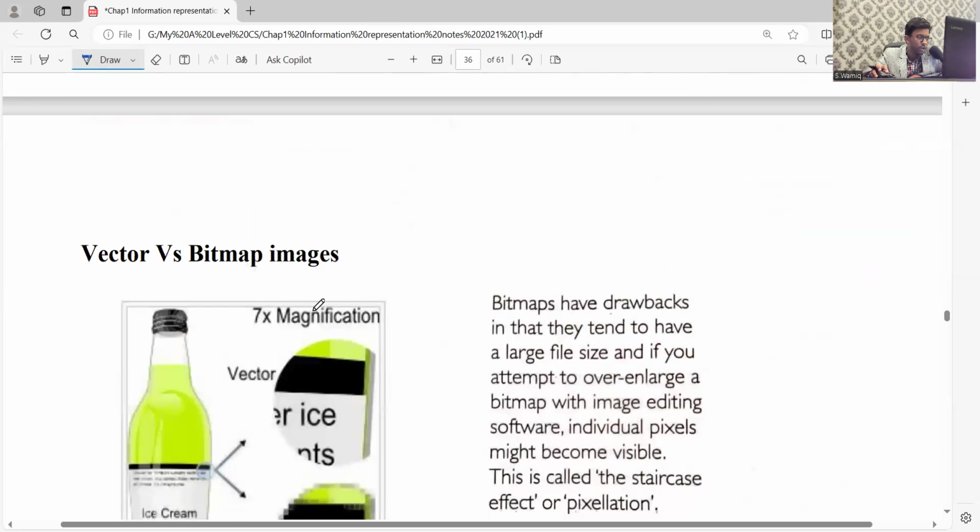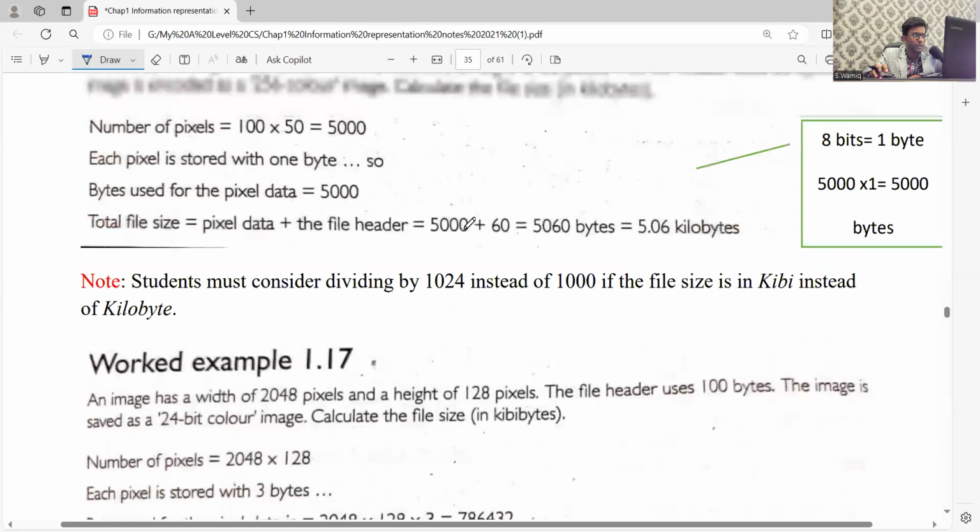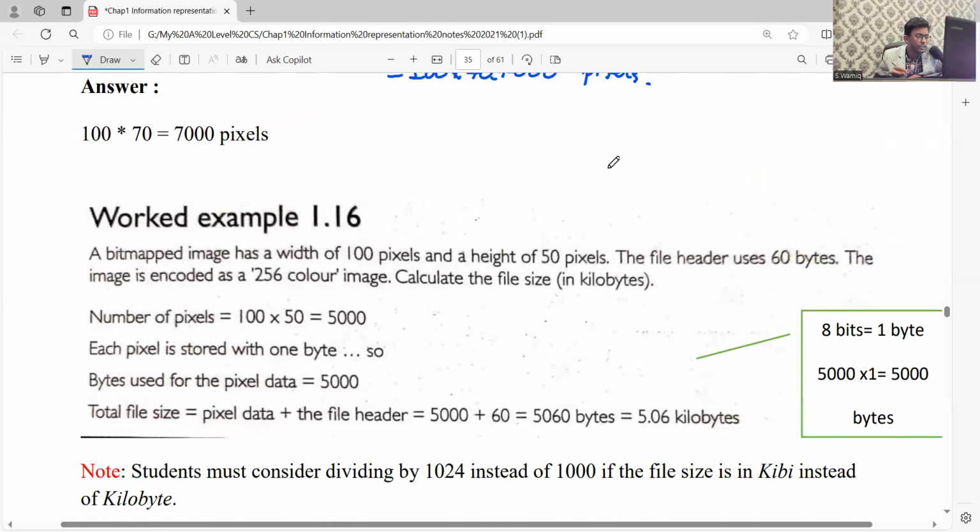So let's work out the calculations part as well. Here is a worked example. It says that I have a bitmap image, and that bitmap image has a width of 100 pixels and a height of 50 pixels. So the image resolution is 100 by 50. The file header uses 60 bytes. The image is encoded as a 256 color image. Calculate the file size in kilobytes.